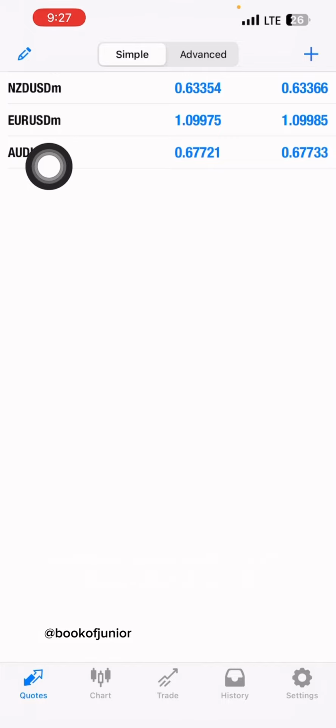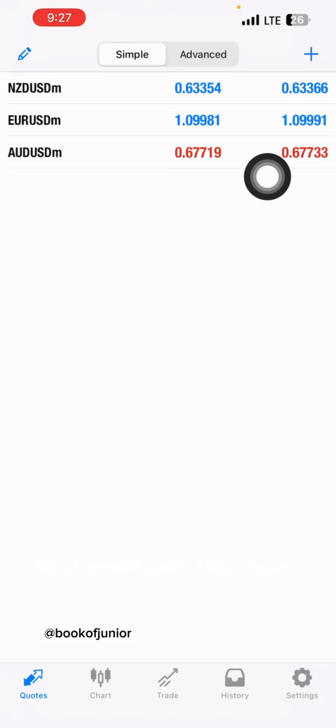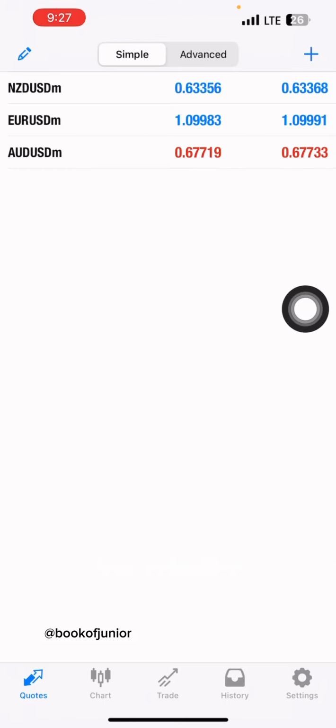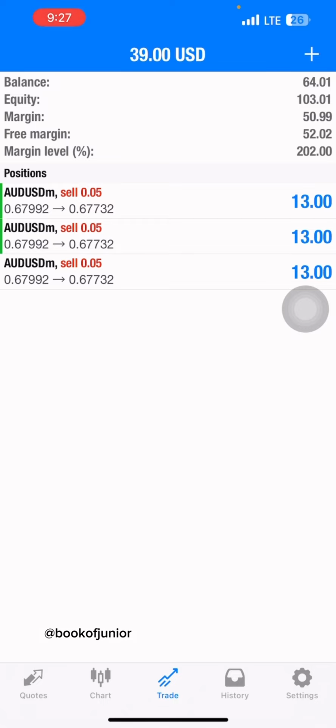You can see AUD USD, Euro USD, NZ USD. I also trade gold, but most of the times when I'm trading small accounts, I like to focus and stay on these small pairs that have less volatility, since I'm trying to compound my account.